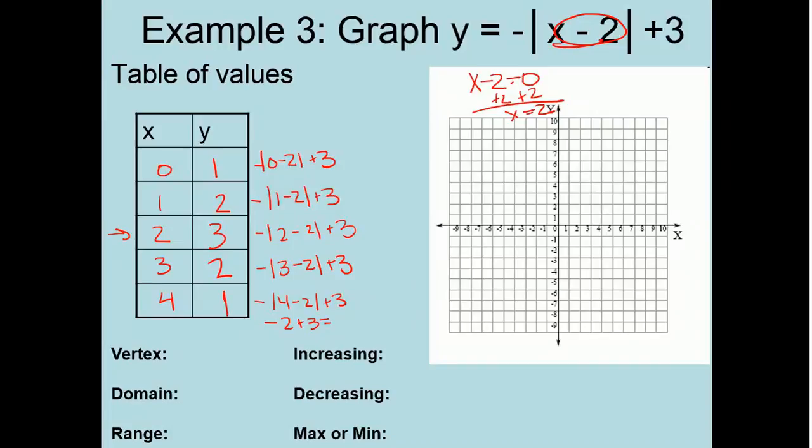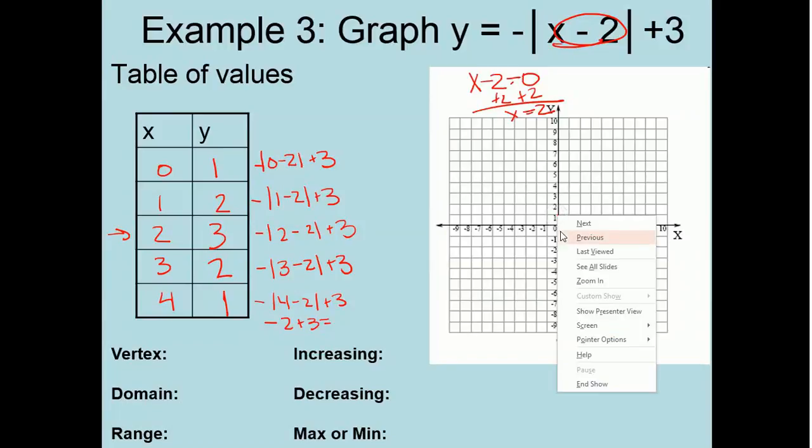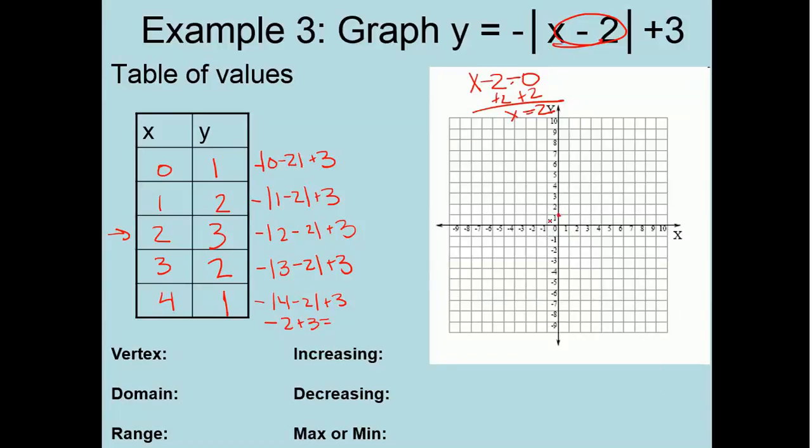So let's graph here. I got the point 0, 1. And I got 1, 2. And I got 2, 3. 3, 2. And 4, 1. Oops, started a little off. There we go. Notice though I got an upside down V. So my vertex is at 2, 3.